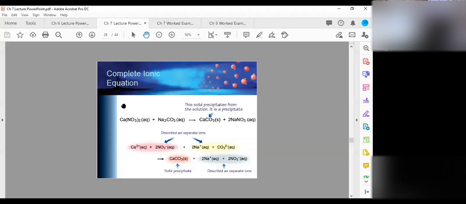So you have calcium being Ca2+, nitrate being NO3−, sodium carbonate, sodium being Na+, carbonate being CO3 2−. But if it's a solid, you're not going to see that. You're going to see it stick together. You're not going to see it in the form of ions. NaNO3, you see it once again, Na+ and NO3−.